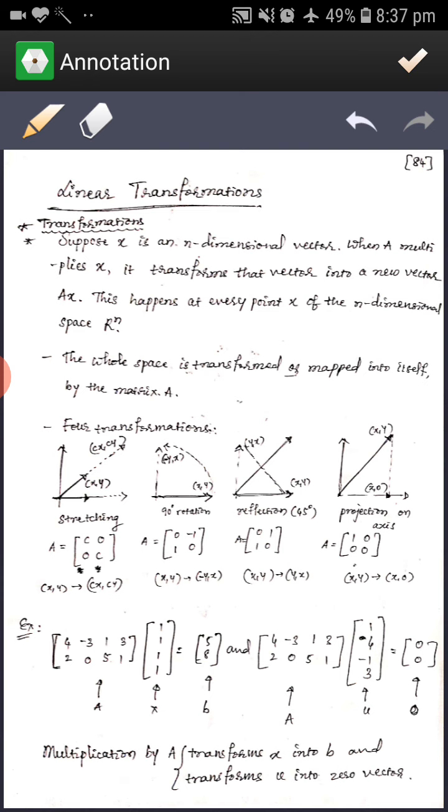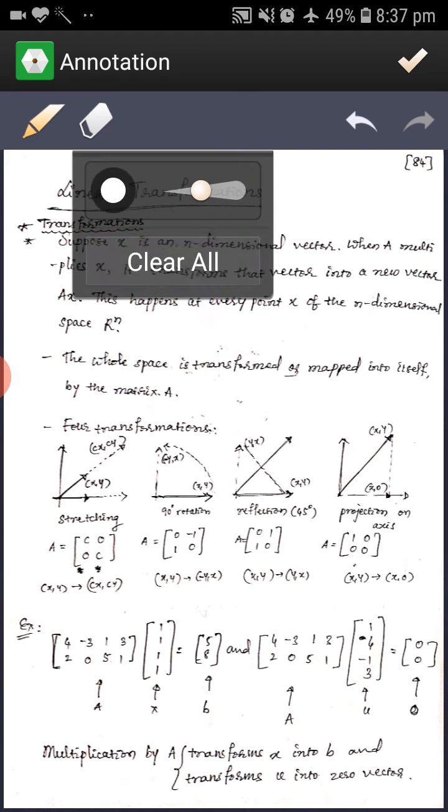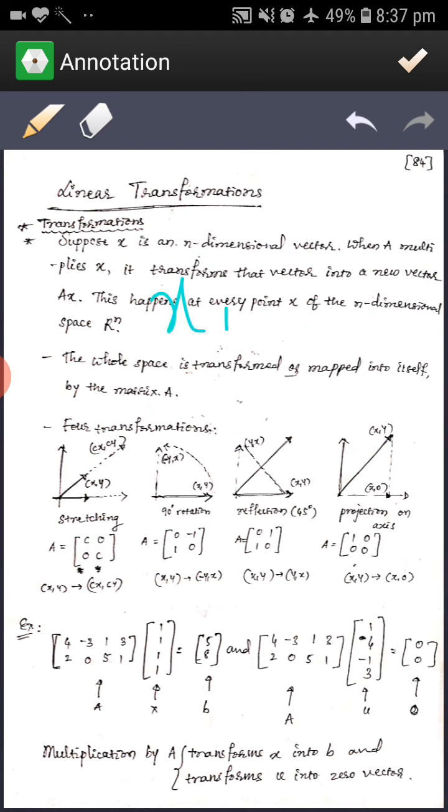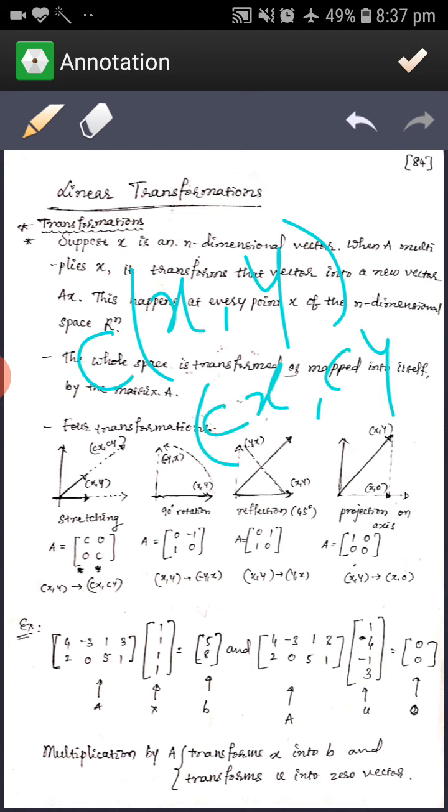Similarly, there are different types of transformations. Basically, there are four transformations we are seeing here. The first one is stretching. Stretching in the sense that, for example, if we multiply a vector with c, a constant or scalar, or if x, y is a vector and we multiply with c, then it will become cx, cy.